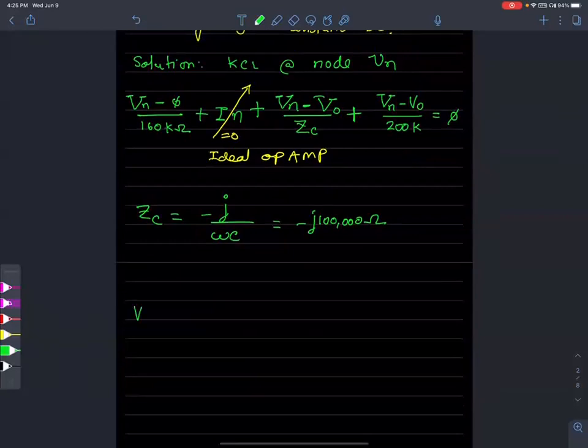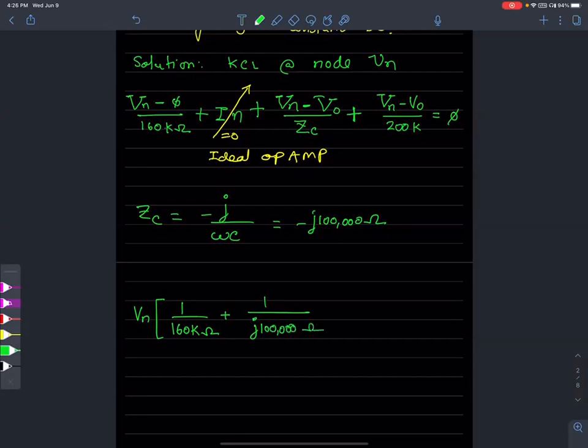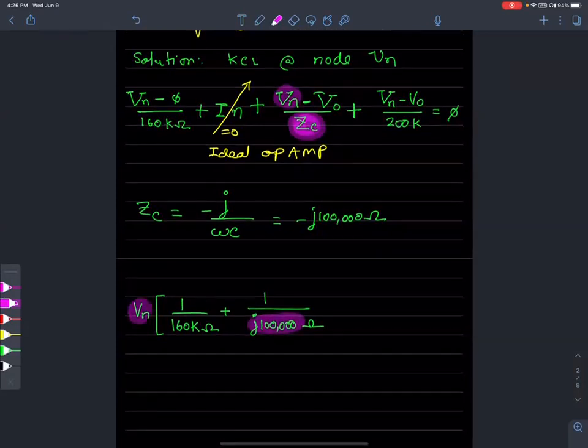Let me factor out Vn first. From the first term, I'm going to see a 160 kilo ohm, plus 1 over j 100,000 ohms. That's because of this. That's here, and this Vn is over here, right? We will account for V0 later on, but we have already taken care of this one in this term here.